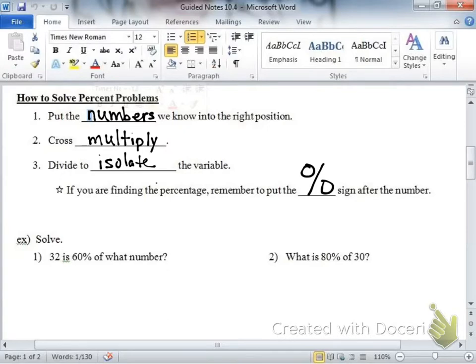All right, let's read through number 1 and see if we can figure out where these numbers go. 32 is 60% of what number? So what I'm going to do is set up a proportion. Blank over blank equals blank over 100. The 100 is locked in. It's always the bottom of the second ratio. Now, you should be given 2 numbers. You just have to decide where they go. So 32 is... Where do you think the 32 needs to go?